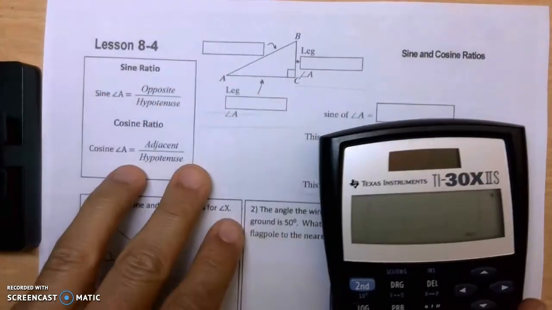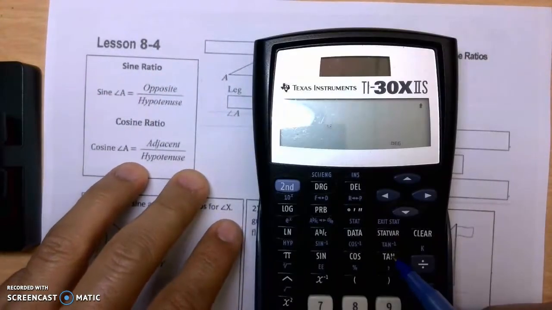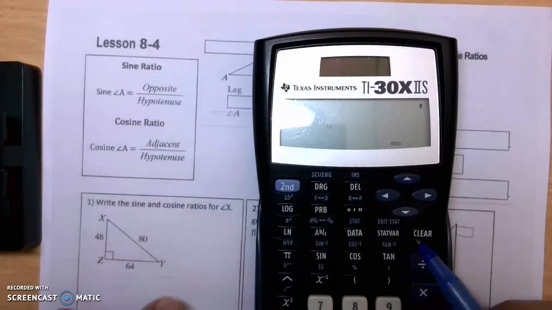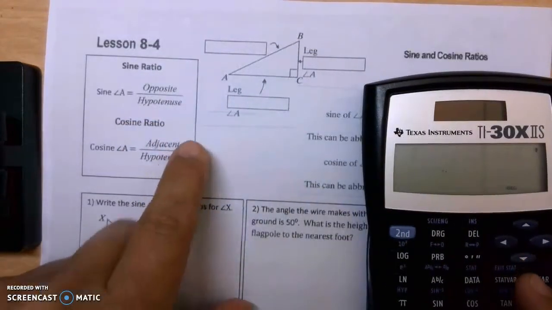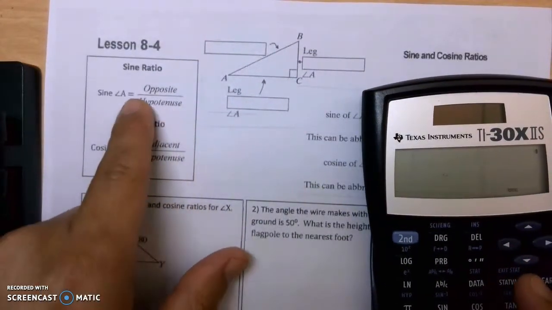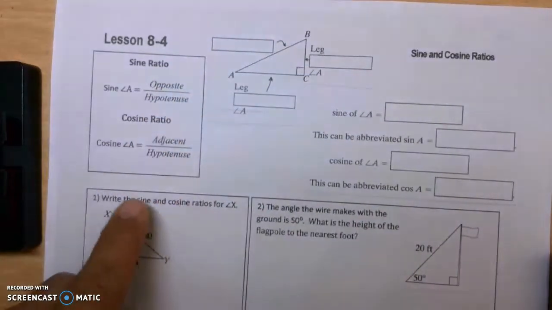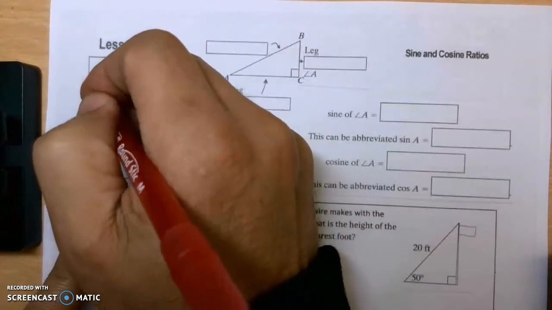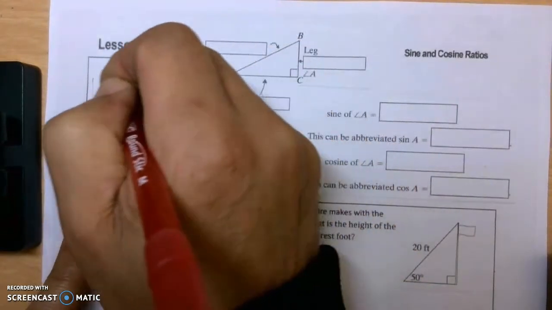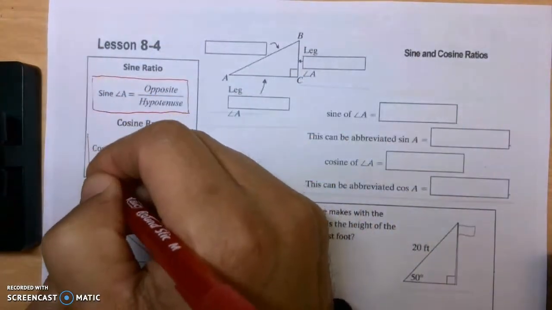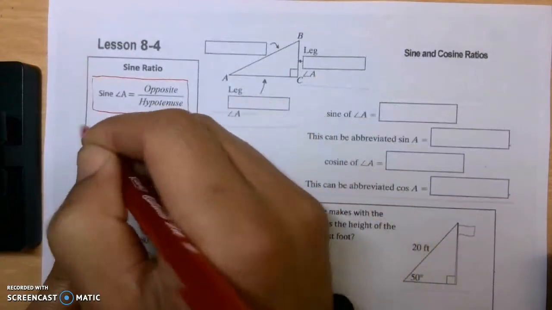There's three sides to a triangle. With the tangent button, you only dealt with the opposite and adjacent. Well, there's also the third side, and that's the hypotenuse. So the sine and cosine buttons deal with the hypotenuse. So sine is opposite side over hypotenuse. Cosine is adjacent over hypotenuse.